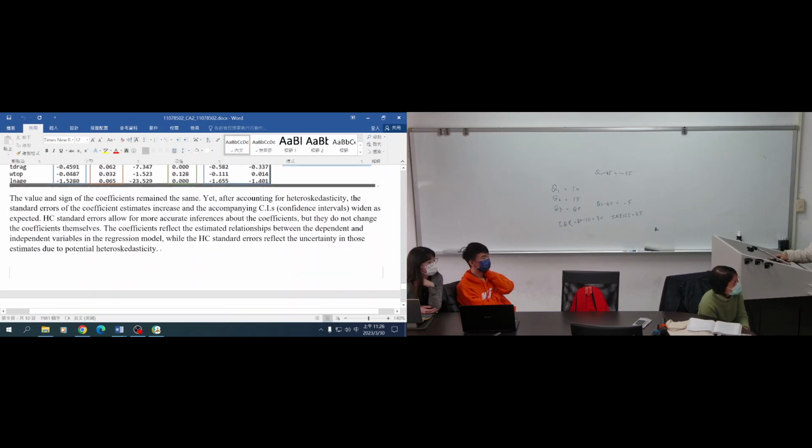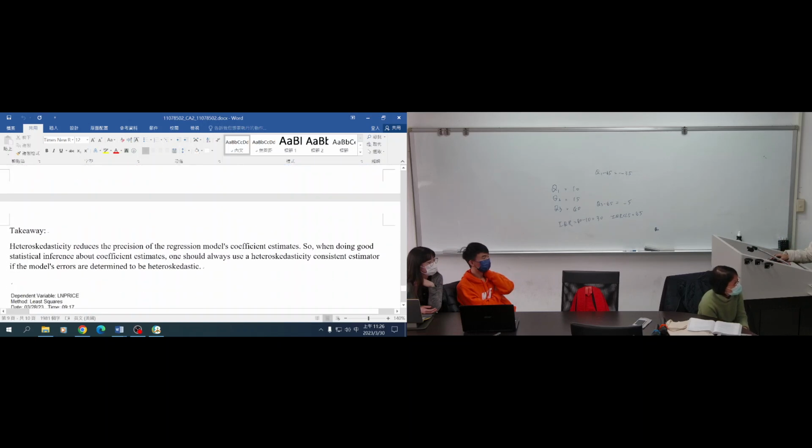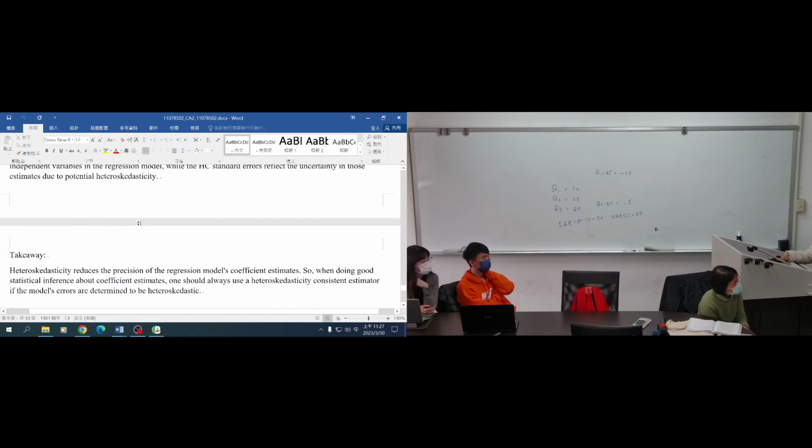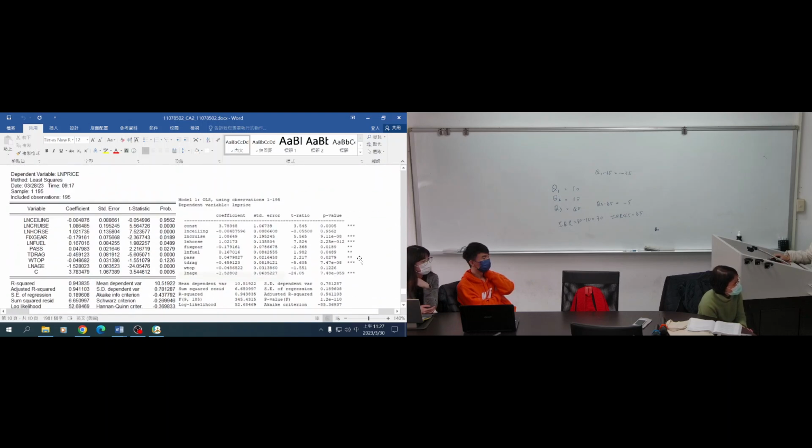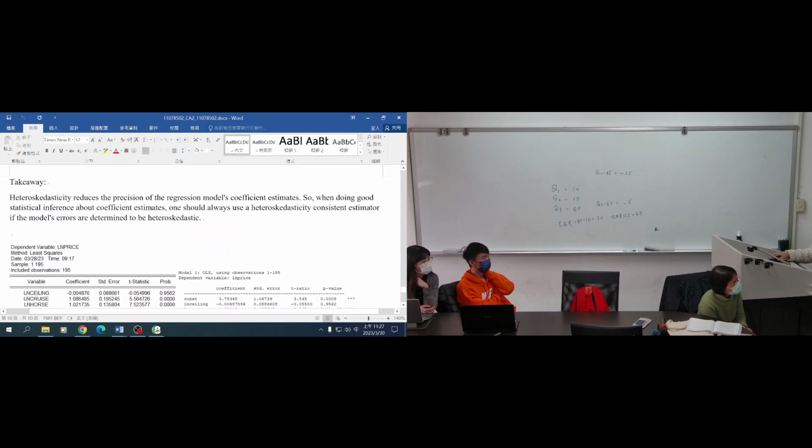And then, yeah, that's all. The takeaway here is that heteroscedasticity reduces the precision of the regression model's coefficient estimates. So when doing statistical inference about coefficient estimates, one should always use a heteroscedasticity consistent estimator if the model's errors are determined to be heteroscedastic. This one is nothing. It's from Gretl, just for comparison.